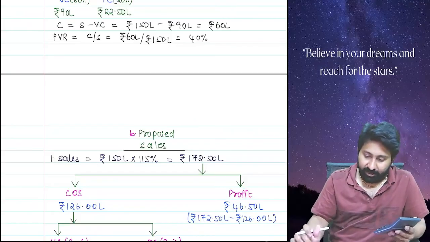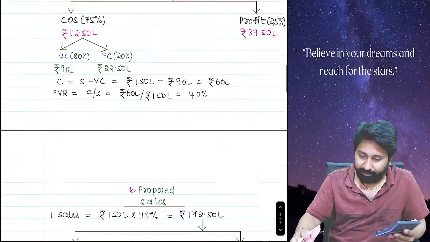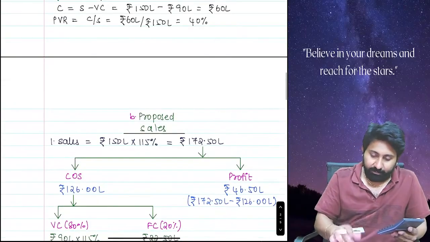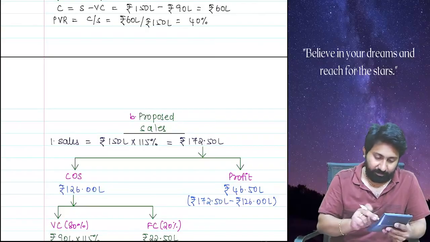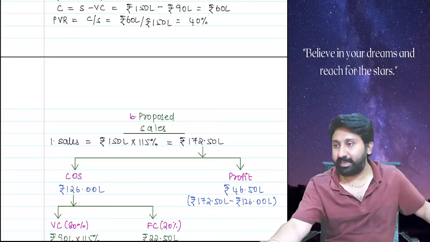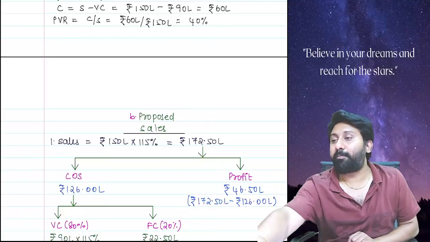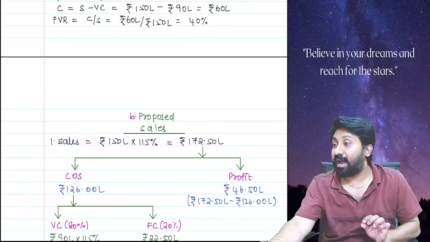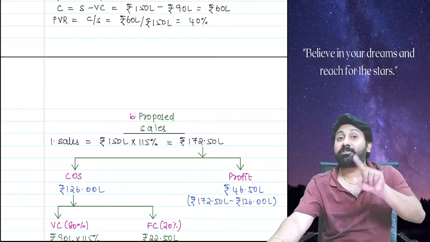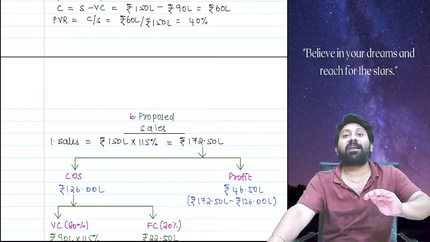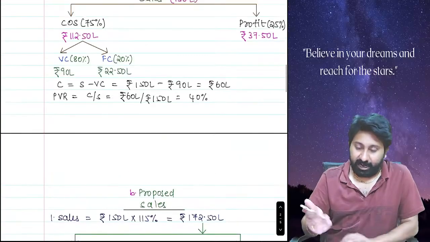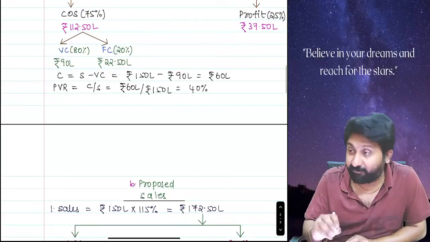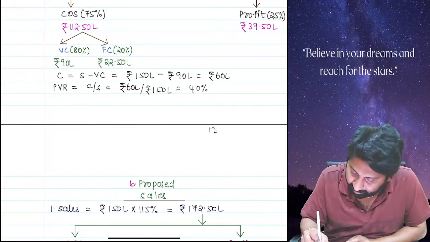172.5 is the sales after the increase in the credit policy. Because of giving a credit of 60 days, we are expecting an increased sale of 15%. See here, I will show you one working. Try to understand that.